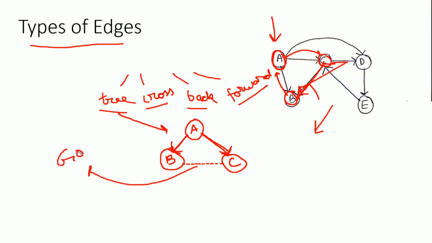Cross edge means that a vertex, say vertex C, does not have any relation with its ancestor or with its descendant. It is just connecting to some other vertex which is not its ancestor and not its descendant. This type of edge that joins such vertices is known as a cross edge in a DFS tree.